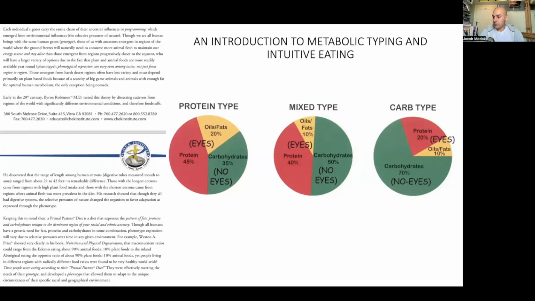What we're going to talk about today is a little introduction to metabolic typing and intuitive eating. This is one of the biggest questions when it comes to holistic health and wellness in general. What do I eat? How much do I eat? How do I eat? And at the end of the day, there are certain principles. However, there are as many diets as there are people on the planet.